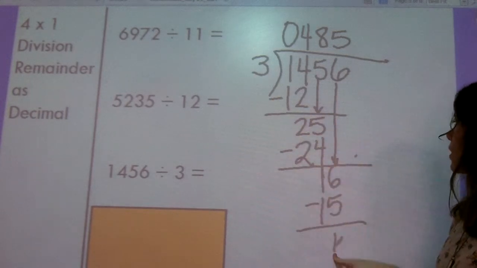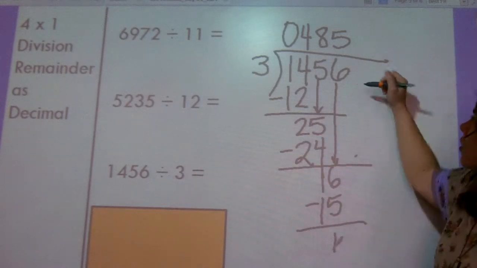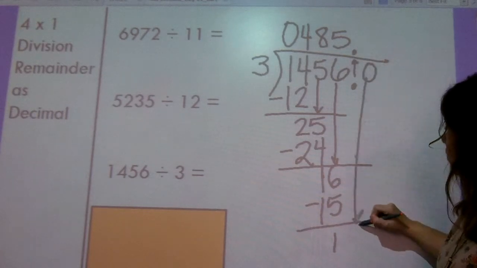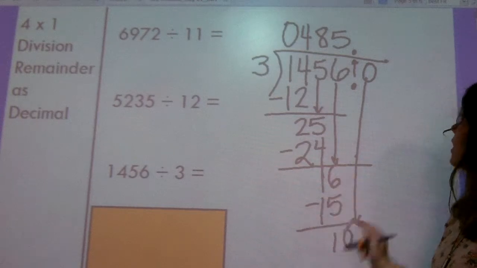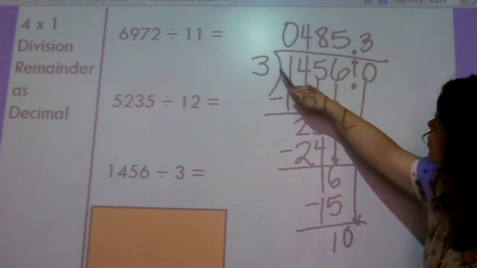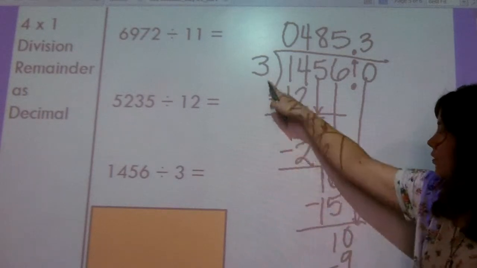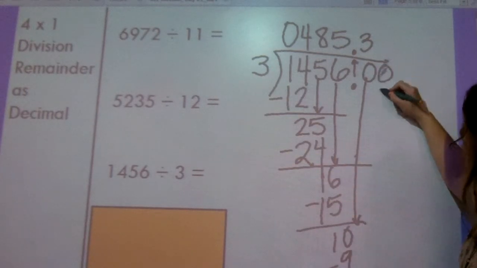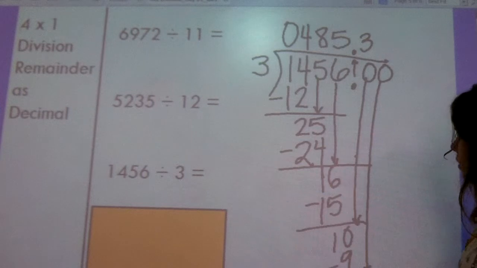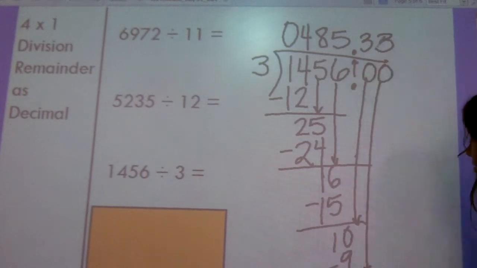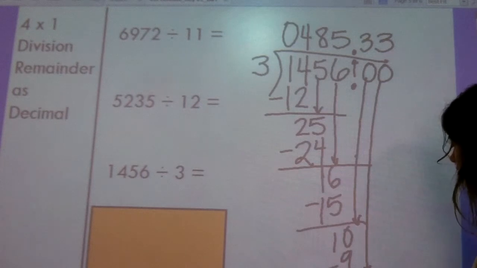3 doesn't go into 1. I have nothing to bring down, so I add my decimal, bring it up, and now I can add a 0. 3 goes into 10 3 times, because 3 times 3 is 9. 3 doesn't go into 1, so I have to grab a 0. 3 goes into 10 3 times, because 3 times 3 is 9, and I'm left with 1.